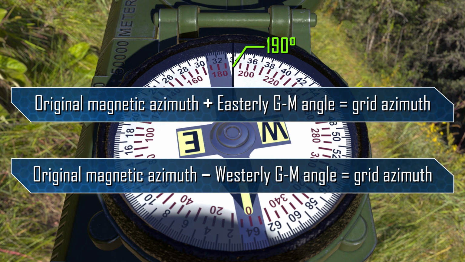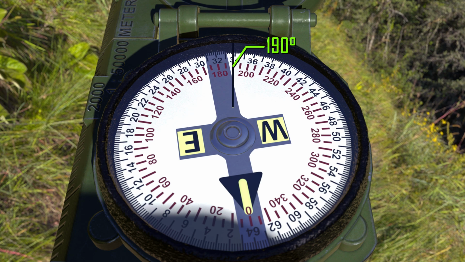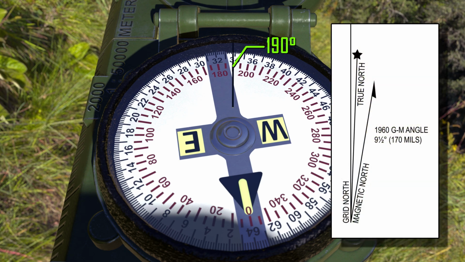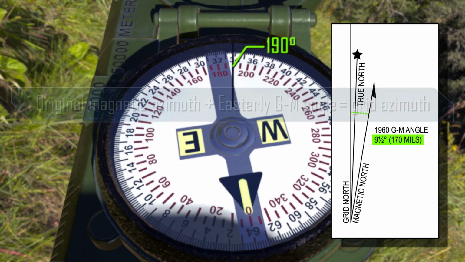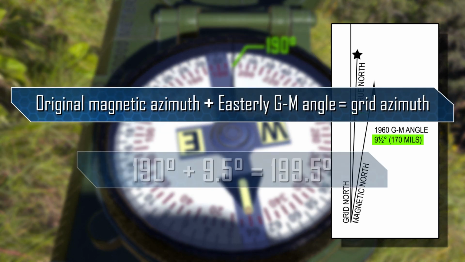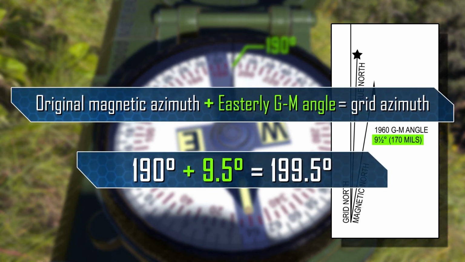190 degrees is the given magnetic azimuth for this next example. To convert the magnetic azimuth to a grid azimuth, we examine the map's declination diagram. The declination diagram indicates the GM angle is 9.5 degrees and easterly. With an easterly GM angle, you know to add the 9.5 degree easterly GM angle to the given magnetic azimuth, 190 degrees, resulting in a 199.5 degree grid azimuth.